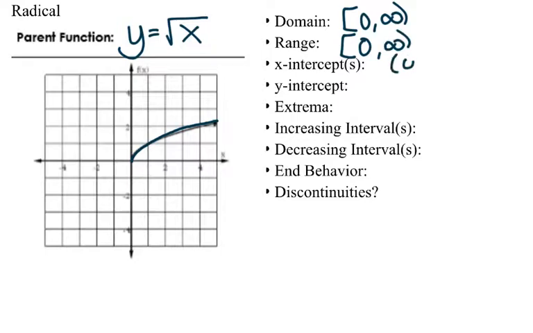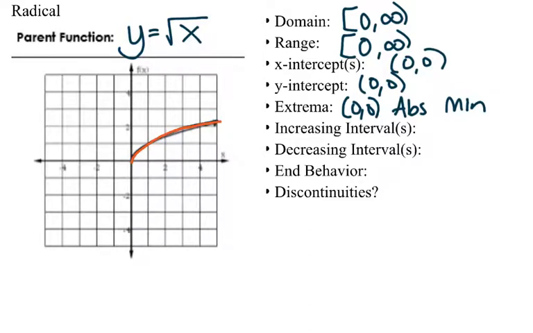The x-intercept hits at (0, 0). Y-intercept at (0, 0). At (0, 0), you have an absolute minimum because it never goes below that. It's always increasing. Well, not always, but it starts at 0 and then it goes to infinity. It does not decrease. I'm going to skip end behavior because I'm annoyed with it. And it has no discontinuities.